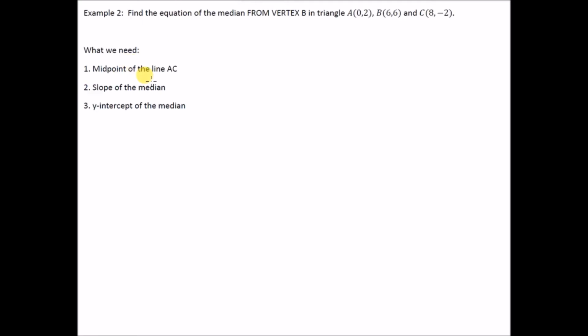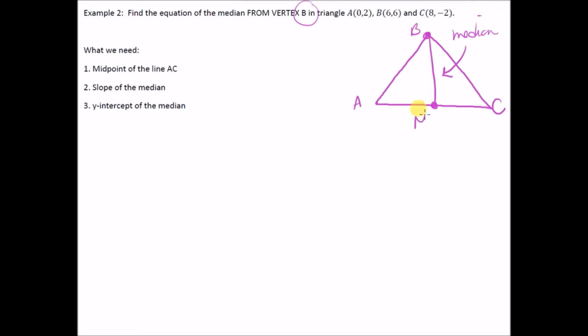Okay, so let's go ahead and practice. Find the equation of the median from vertex B in triangle ABC. So I always draw the triangle ABC. I usually put whatever vertex we're talking about at the top because it's easier to see when you draw it down. Well, for me it is. So this is going to be our median already. So what we want to do is find the coordinate of the midpoint of AC.